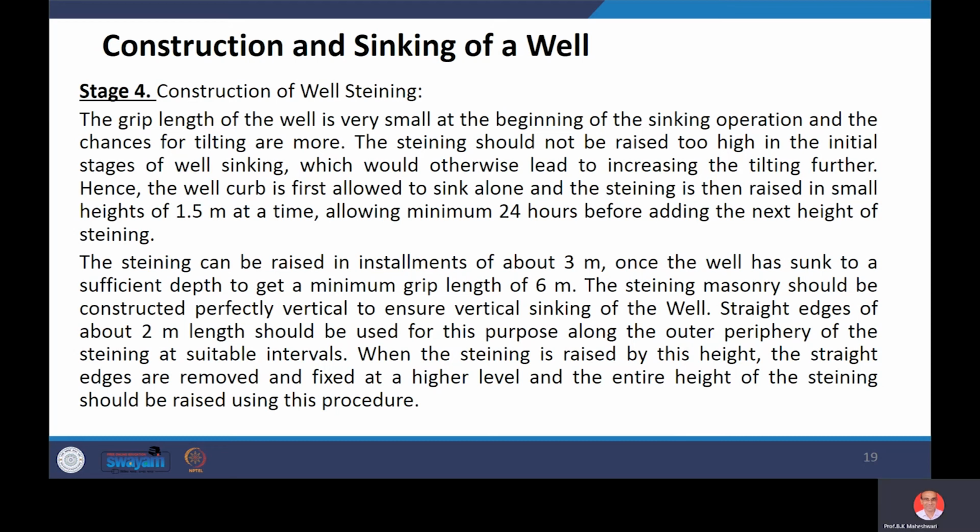The staining should be constructed perfectly vertical to ensure vertical sinking of the well. Straight edges of about 2 meter length should be used for this purpose along the outer periphery of the staining at suitable intervals. When the staining is raised by this height, the straight edges are removed and fixed at a higher level, and the entire height of the staining should be raised using this procedure.